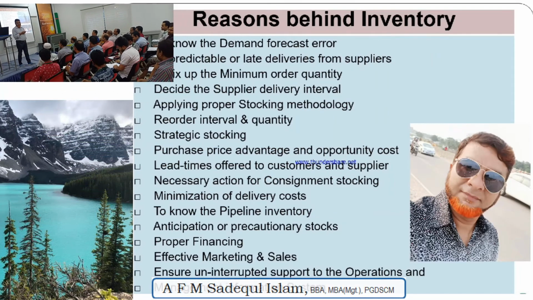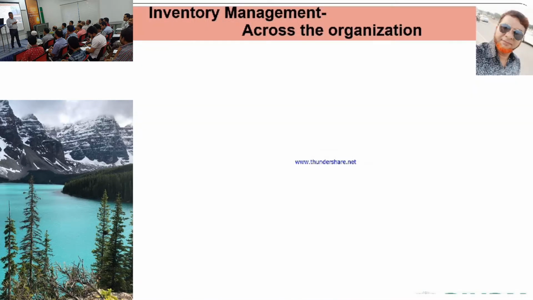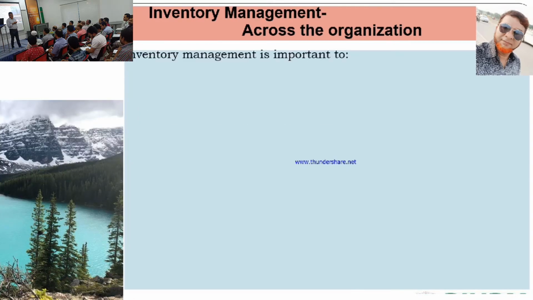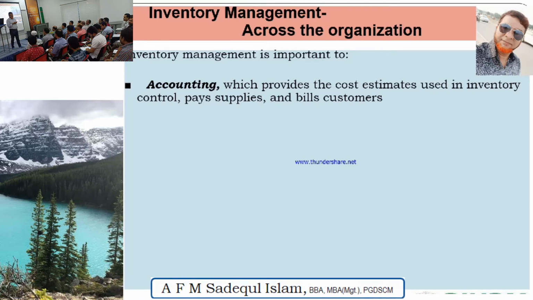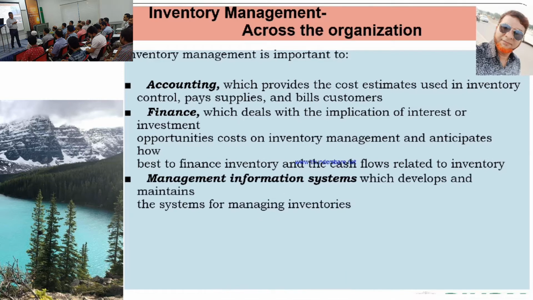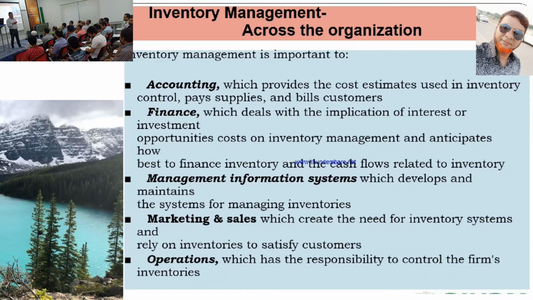So we understand that inventory is very important for any manufacturing organization. And inventory across the organization. Inventory management is very important to accounting, which provides the cost estimates used in inventory control, pays suppliers and bills of customers. In finance, which deals with the implication of interest or investment, opportunity cost of inventory management, and anticipates how best finance management information systems when develops, maintains the managing inventories, marketing and sales, which creates the need for inventory system and rely on inventories to satisfy the customers.